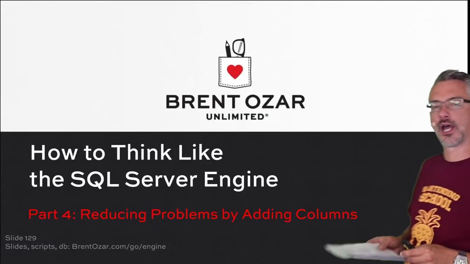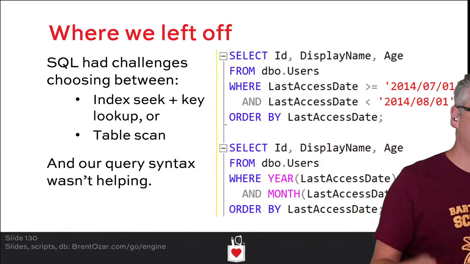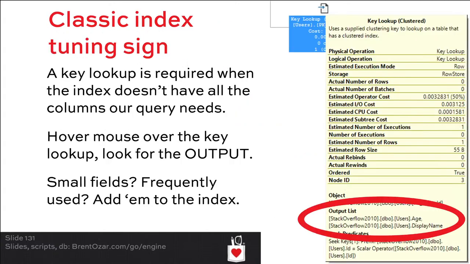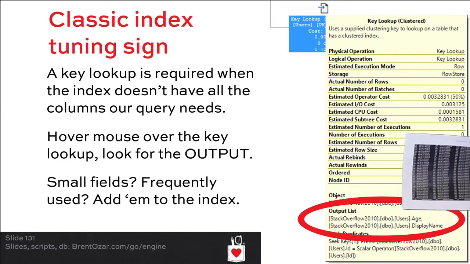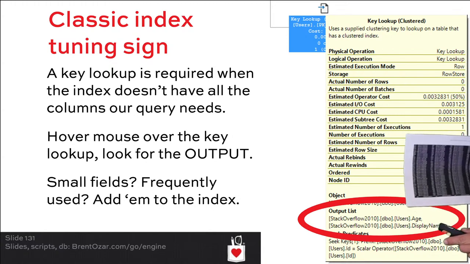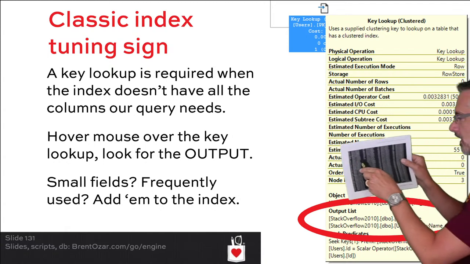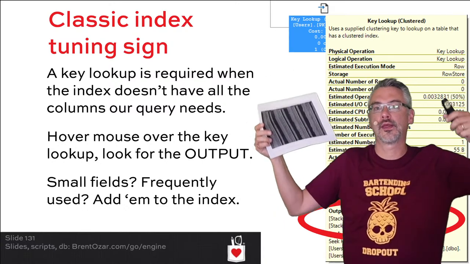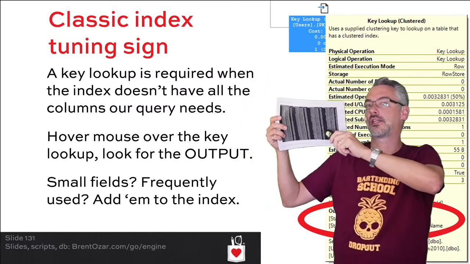All right, so next up, we had these two queries where we had good syntax and then we had kind of crappy syntax. And SQL Server was having to make a decision between an index seek and a key lookup versus a table scan. When you see an index seek and a key lookup, you want to hover your mouse over that key lookup and look at the output list, and you want to start to think about, maybe does it make sense to add these frequently used columns into our index? Because if I can put everything that I need into this index, then SQL Server won't have to choose whether or not to do key lookups. It's already got everything that it needs right here.